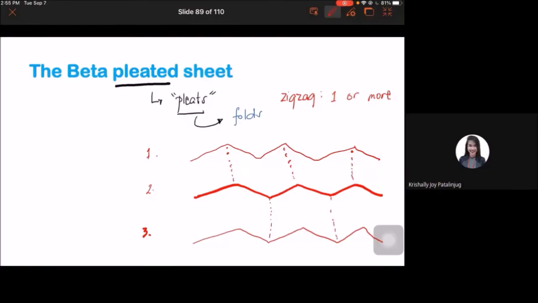Ayan, dahil sa pagbuo ng H bonds. Ulit ha, yung mga dots diyan, mga hydrogen bonding. So I repeat, nabubuo yung folds because of hydrogen bonding in between polypeptide structures. Nabubuo yung folds. That's why pleats, beta-pleated sheets. Label na ako dire. These are H bonds ha, para di malibog. H bonds yung dots.